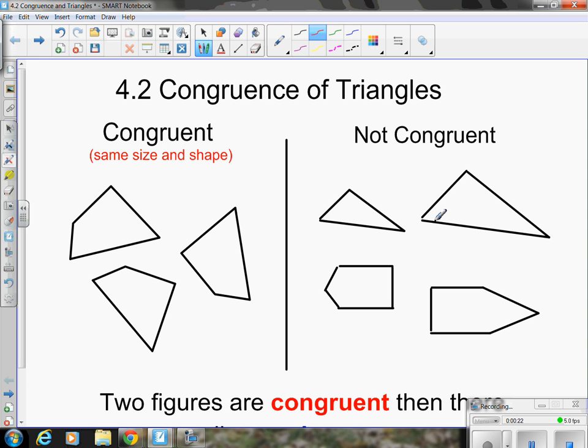Notice this triangle and this triangle, they have the same shape but not the same size. This pentagon and this pentagon do not have the same shape or size. This angle is not congruent to this angle. These are what we call corresponding angles. This angle corresponds with this angle, and we also have corresponding sides, like this side and this side. But since this angle and this angle are not congruent, these shapes are not congruent.